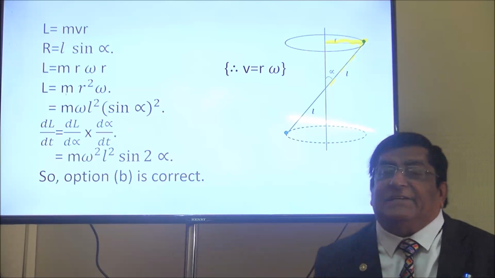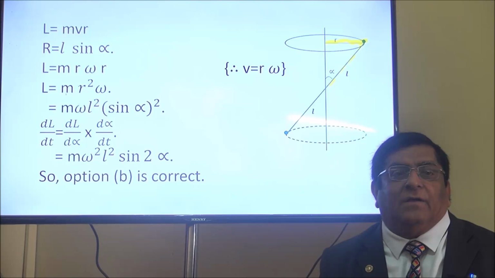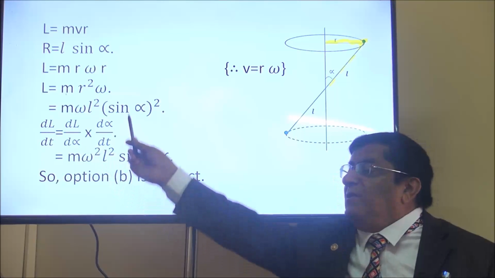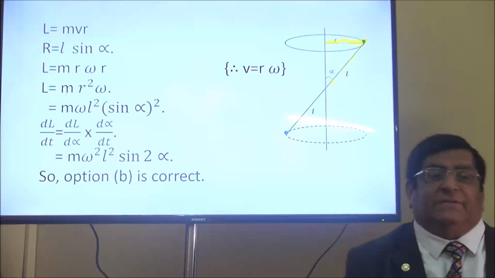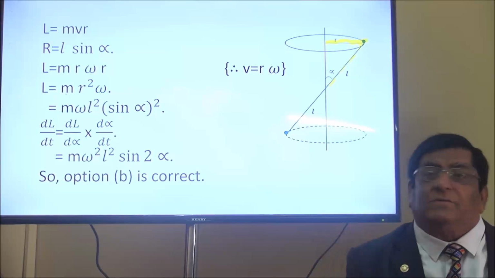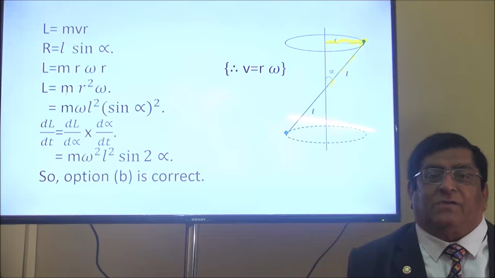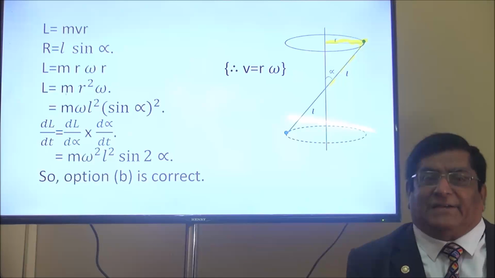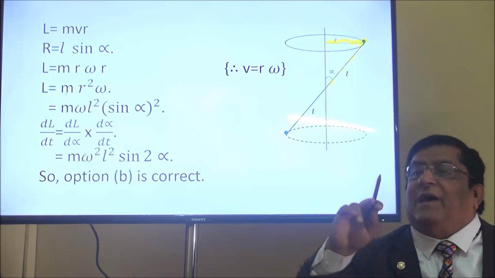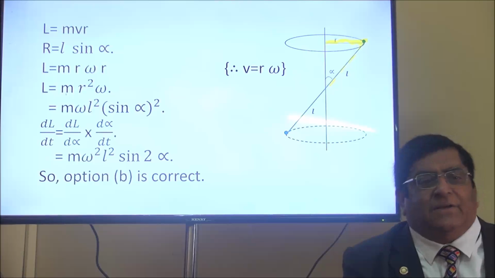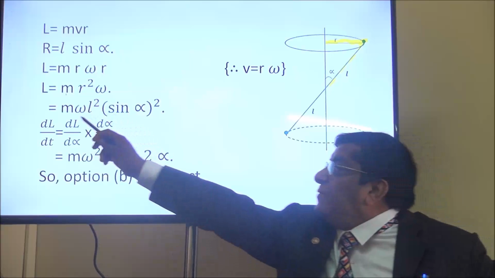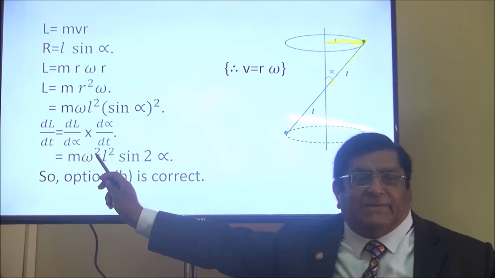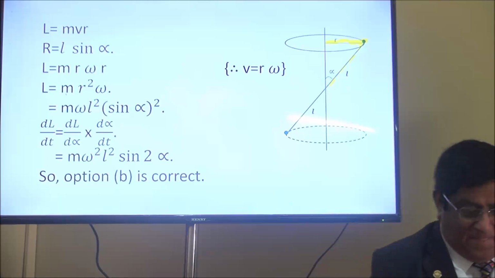d alpha by dt is what? Nobody has asked me what happens to this d alpha by dt. Everybody say yes. Yes, that d alpha by dt, rate of change of angle, that is omega. That is why this 1 omega has become omega to the power 2. Is that clear? Okay, very good.